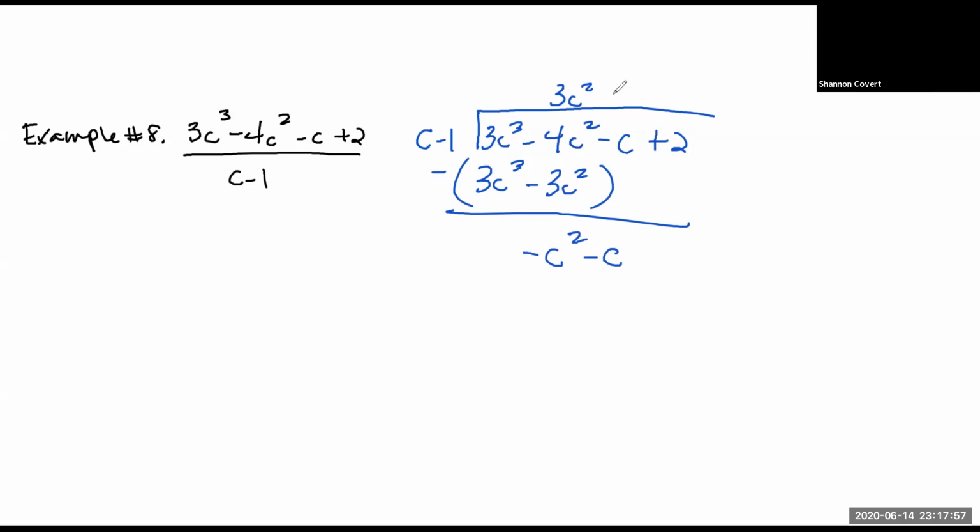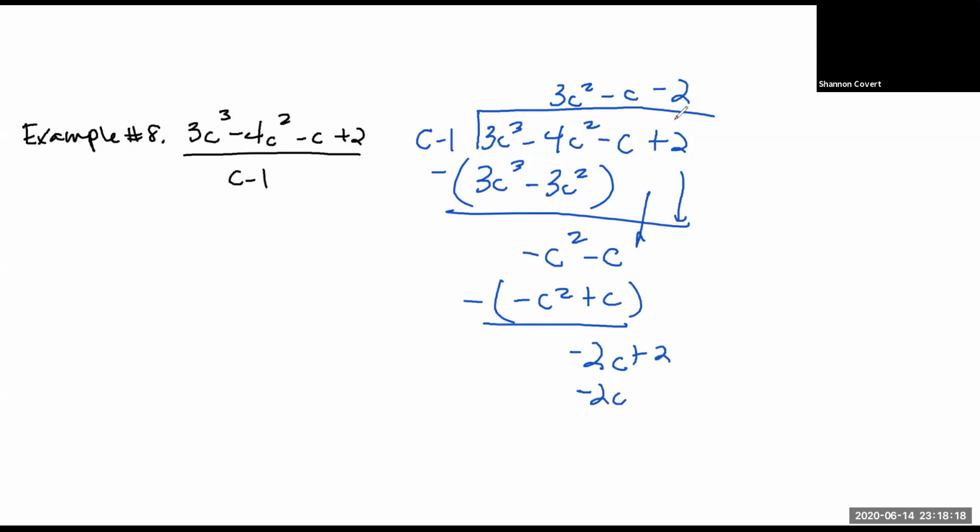C times negative C gets me negative C squared. Negative C times negative 1 is plus C. Subtracting those, negative C minus C is negative 2C. Drop down the 2, plus 2. Negative 2 times C is negative 2C. Negative 1 times negative 2 is positive 2. Subtracting those, my remainder is 0. So here my solution is 3C squared minus C minus 2.